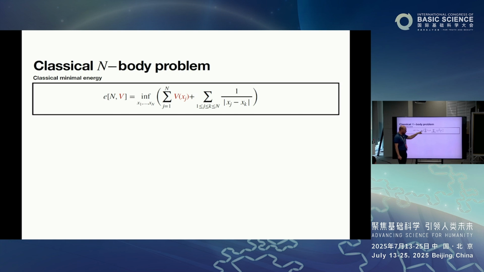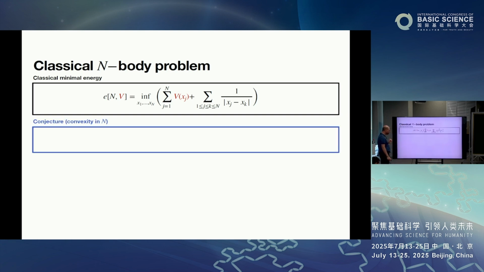And so now, how does the classical n-body problem work? Instead of minimizing over the wave function, you're minimizing over all the positions of your n particles, and you want to minimize this confining potential again and the Coulomb potential. So you see that going to the classical problem, I actually killed the Laplacian term, the kinetic energy. And then you can rephrase the convexity conjecture in the classical setting.